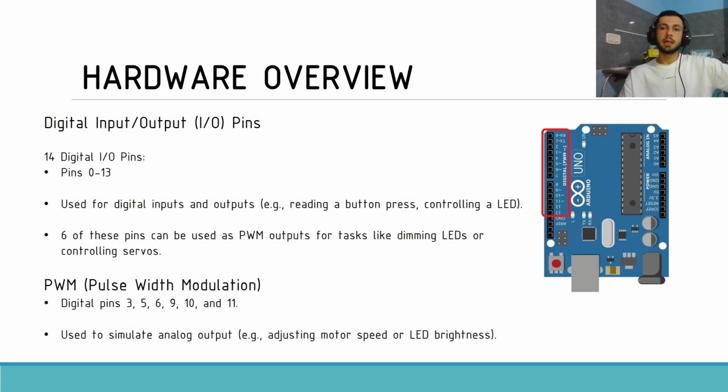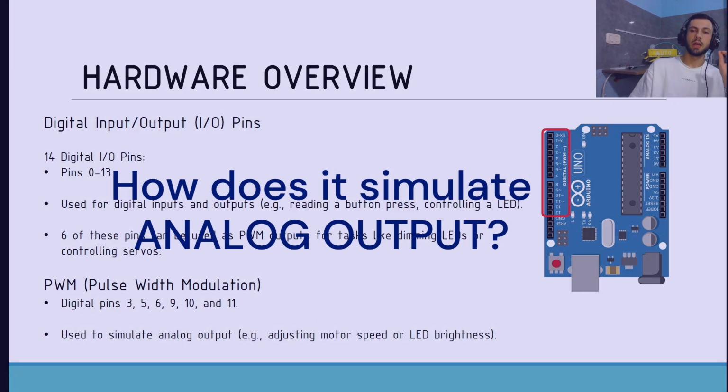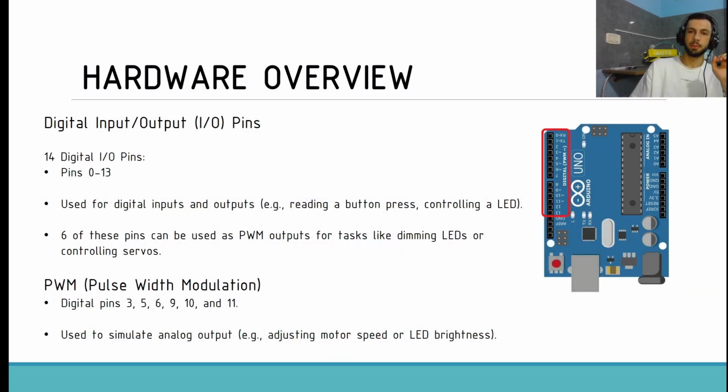As a definition, it is a technique used to control the amount of power delivered to a device by varying the width of pulses in a signal, where pulses are toggled between high, which is on, and low, which is off. On the Arduino board, PWM is used to simulate analog output using digital pins. How does it simulate an analog output from a digital pin?